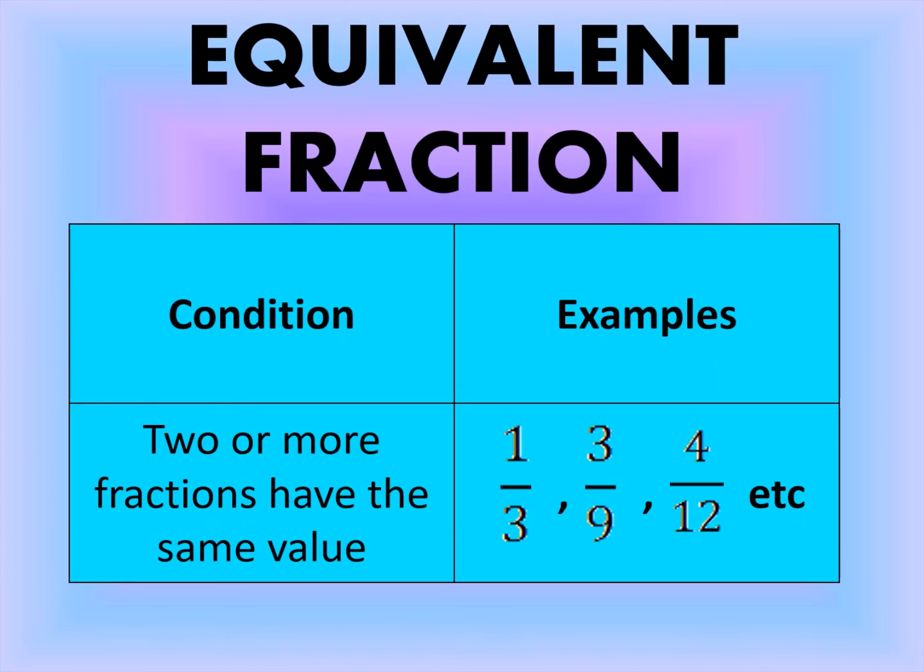Same as 4 upon 12. 4 ones are 4, 4 threes are 12. If we reduce it to the lowest form, the answer will be 1 upon 3. So these, 1 upon 3, 3 upon 9 and 4 upon 12, are all equal in value. I hope you are able to understand. If any problem, ask.